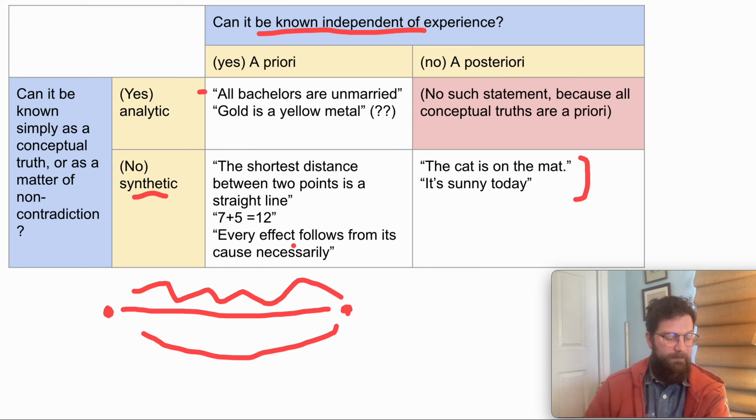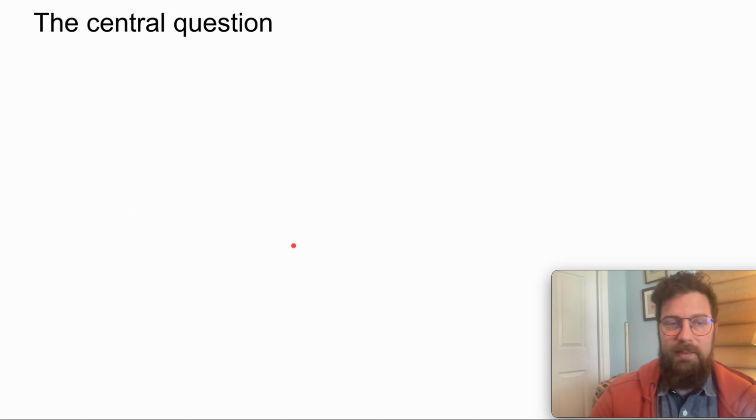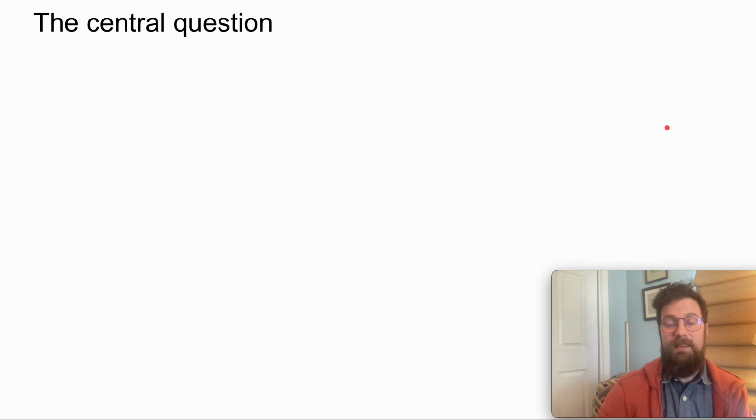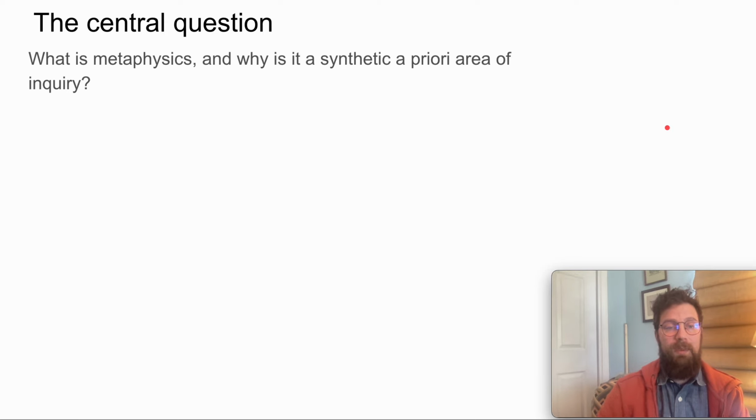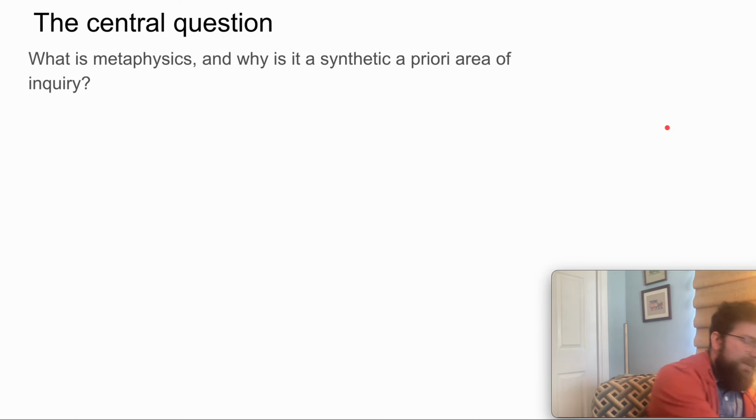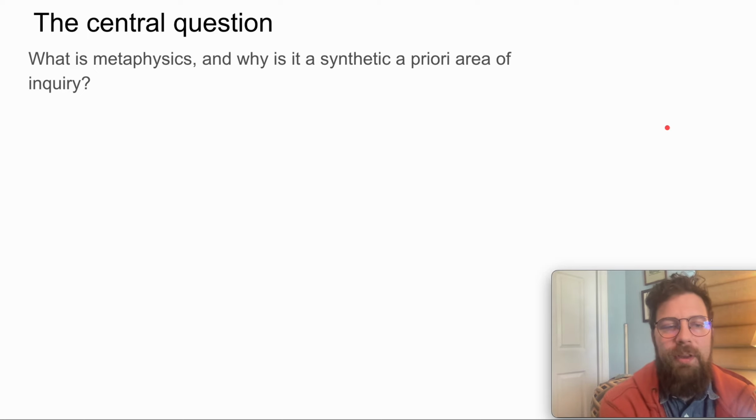So for Kant, he's going to point out that here we have knowledge that is synthetic. So it tells us something new, but it's something that goes beyond simple experience. Now, why is this so important? Well, for Kant, this is because his central question in the Critique of Pure Reason, as well as our reading from the Prolegomena, his big question is, what is metaphysics, and why is it a synthetic a priori area of inquiry? Right? So let's break this down a little bit.